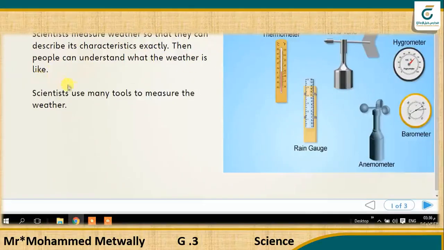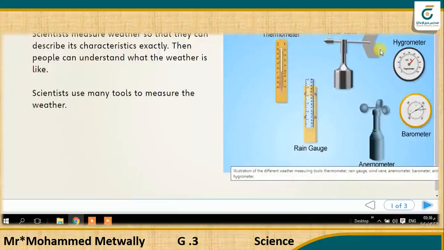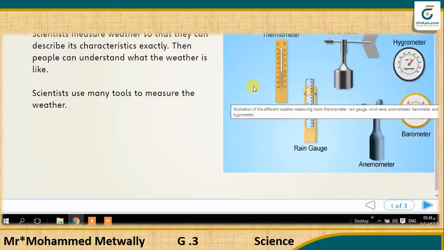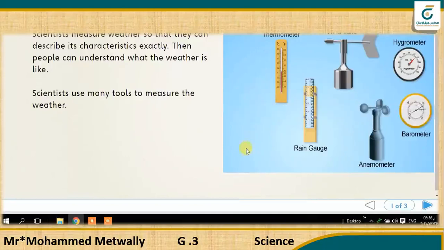So scientists use many tools to measure the weather. These are the tools that help scientists to measure and describe the weather as well. They can use a thermometer, wind vane, hygrometer, barometer, anemometer, and rain gauge. These tools help scientists to measure and describe the weather. We will know in detail the function of each tool separately.